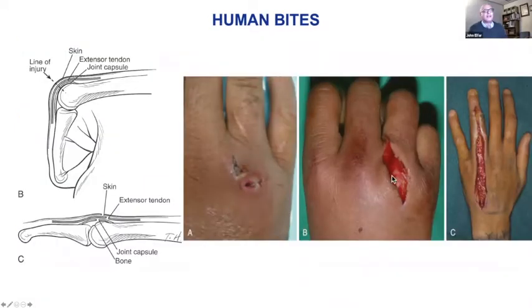Human bites can turn into human bite nightmares, like this picture on the right. Look here, an extensive debridement for an underdebrided fight bite infection. And this is what I was telling you about, the line of injury, but when the finger is extended, the extensor tendon rupture is proximal to where the joint is.